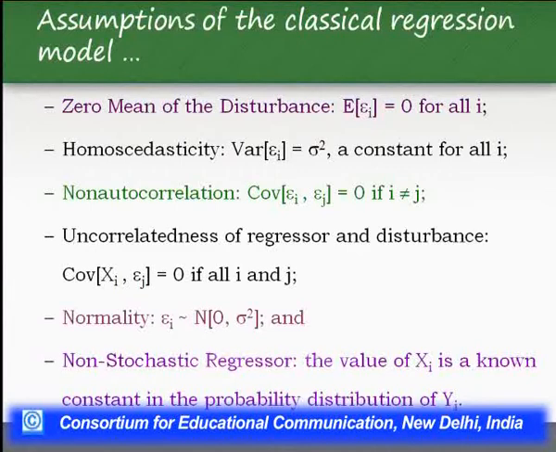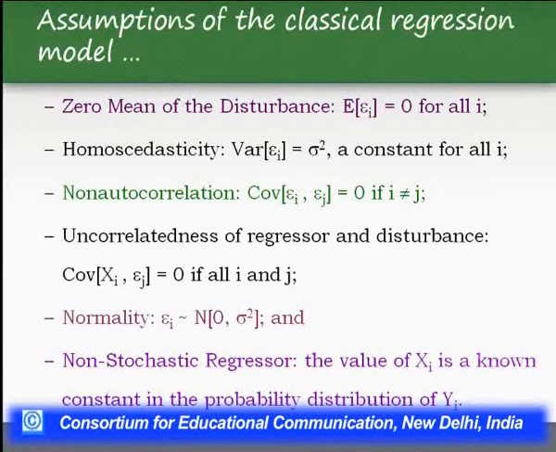You have seen that we are taking into consideration the assumptions of the classical regression model, and the first and second assumptions both center around the error terms. The first says that the mean of all error terms is equal to 0, and homoscedasticity means the variance of the error terms is always constant. Next is non-autocorrelation, that is, the error terms are not correlated to each other: the covariance of ei and ej is equal to 0 if i is not equal to j. So non-autocorrelation means the covariance of all the error terms is equal to 0.